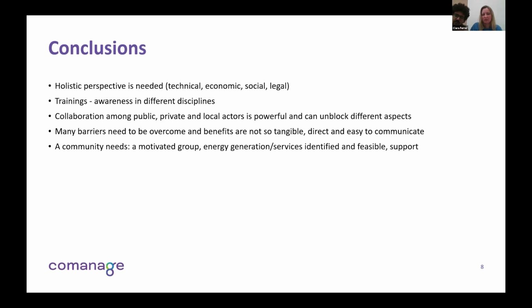And we think we need a motivated group, and a PV generation or another energy service identified and feasible, because I have seen sometimes motivated groups that don't have a PV roof, for example, or we have some companies that have a roof where they can install PV, but they don't have a motivated group. So we think we need both, and support for sure from financial entities, from the administration, because it's a long journey, as you know. So we think we need these three elements, let's say, to try to summarize.